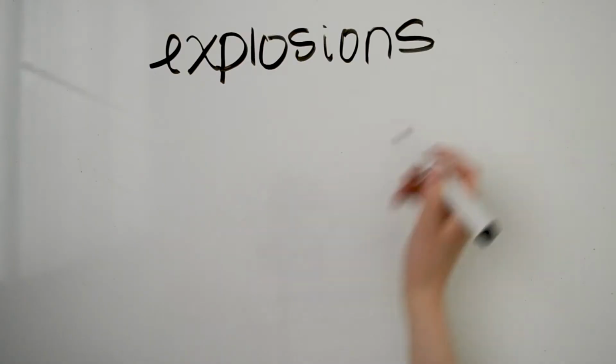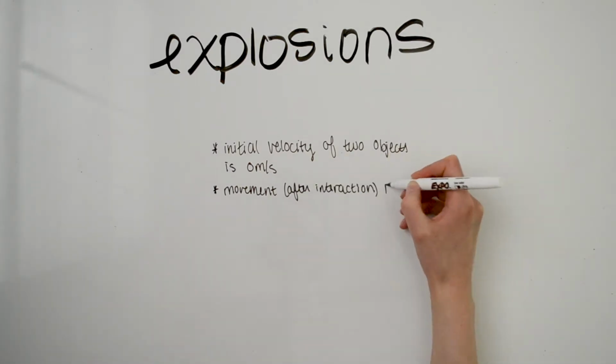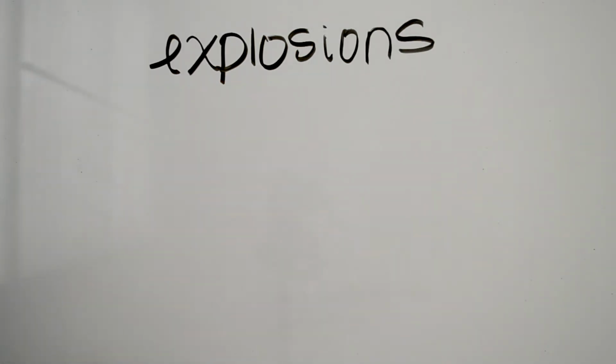The third type of interaction is explosions. In an explosion, both objects have an initial velocity of 0 meters per second. Movement after the interaction is in opposite directions.